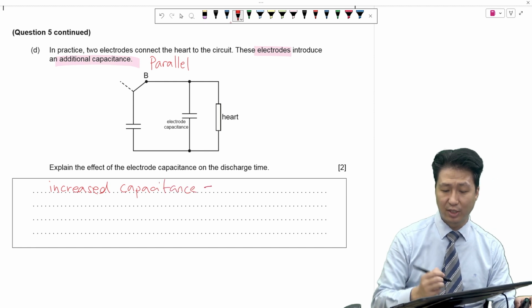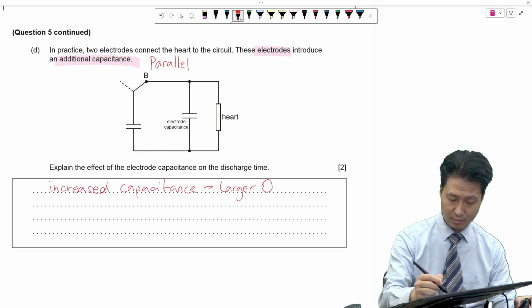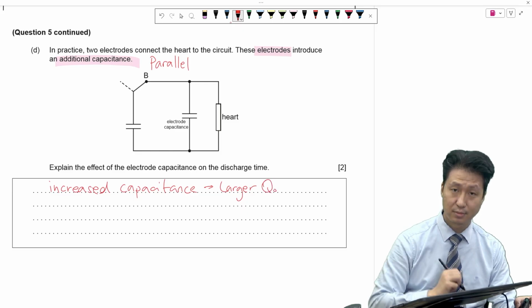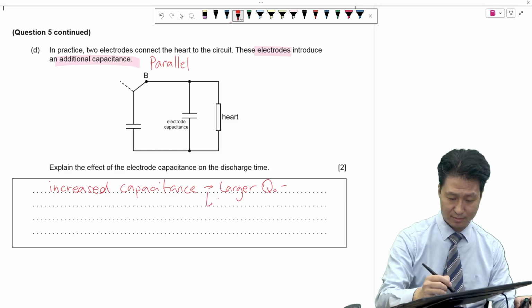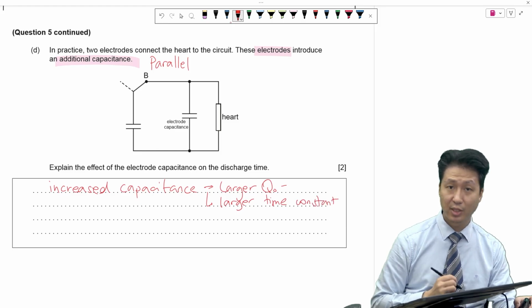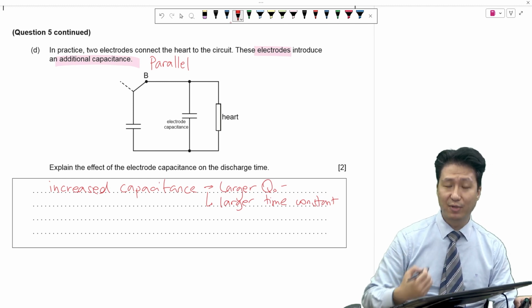And you can explain in 2 ways. You can either say that the stored charge is larger, or that the time constant is bigger. Regardless of which of these you choose, the discharge time would be longer.